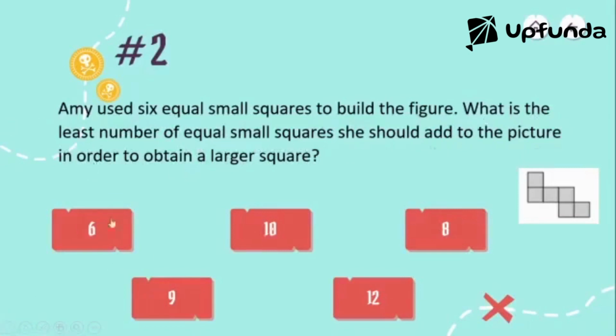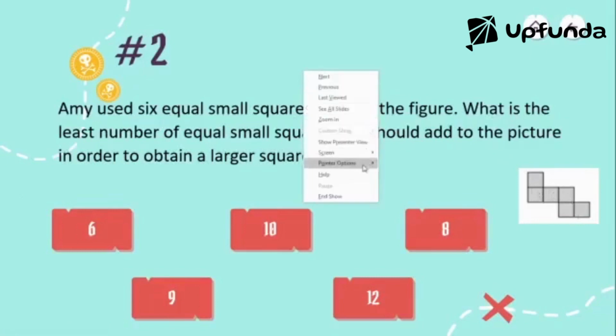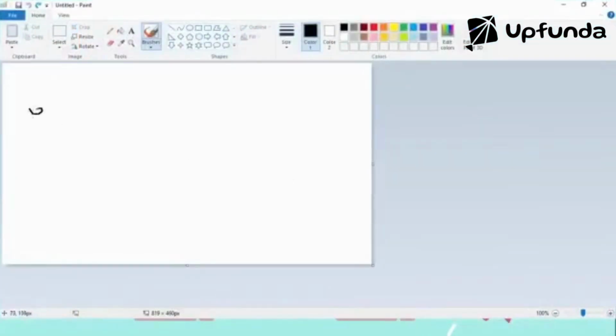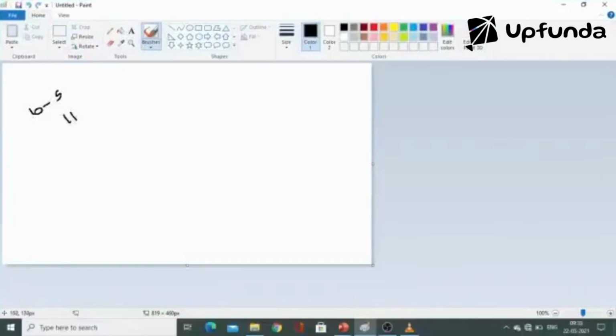Amy used 6 small squares, okay, to build a figure 1, 2, 3, 4, 5, 6. What is the least number of small squares she should add to the picture in order to obtain a larger square? Okay, this is an easy one. I will explain it to you. She used 6 small squares. Okay, how many squares does she want extra to make a big square like this?